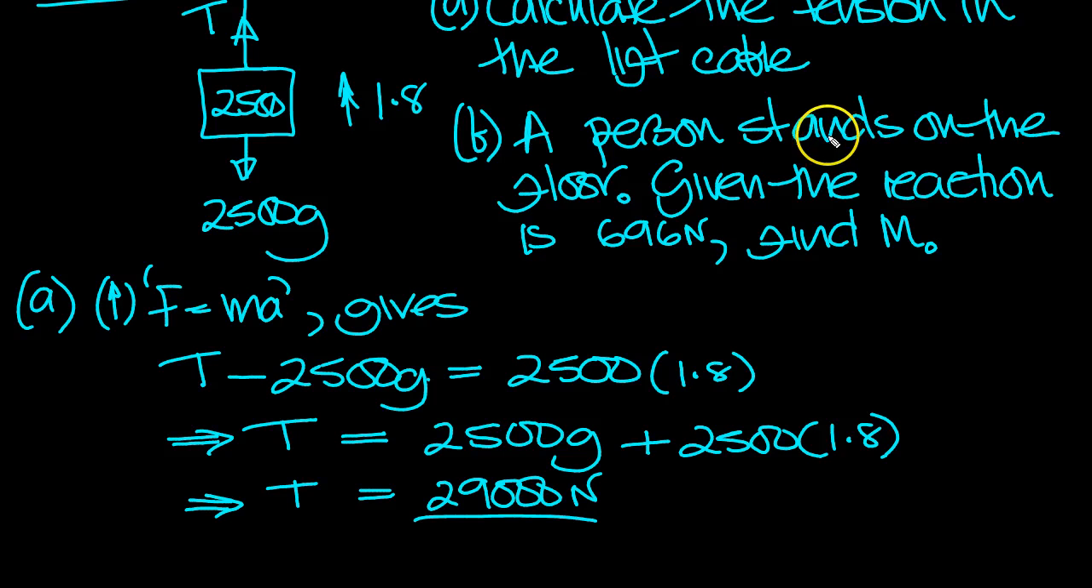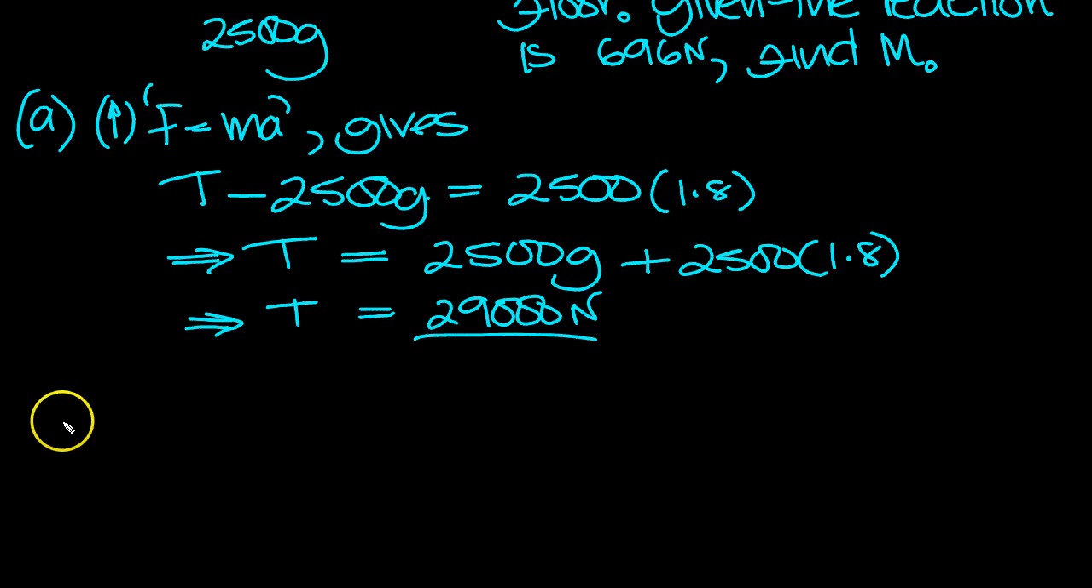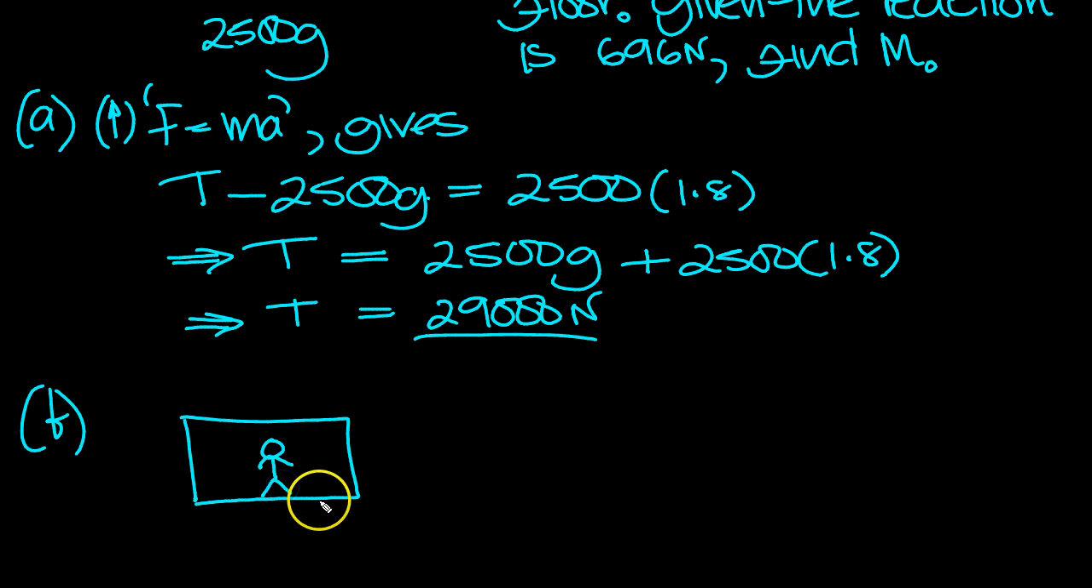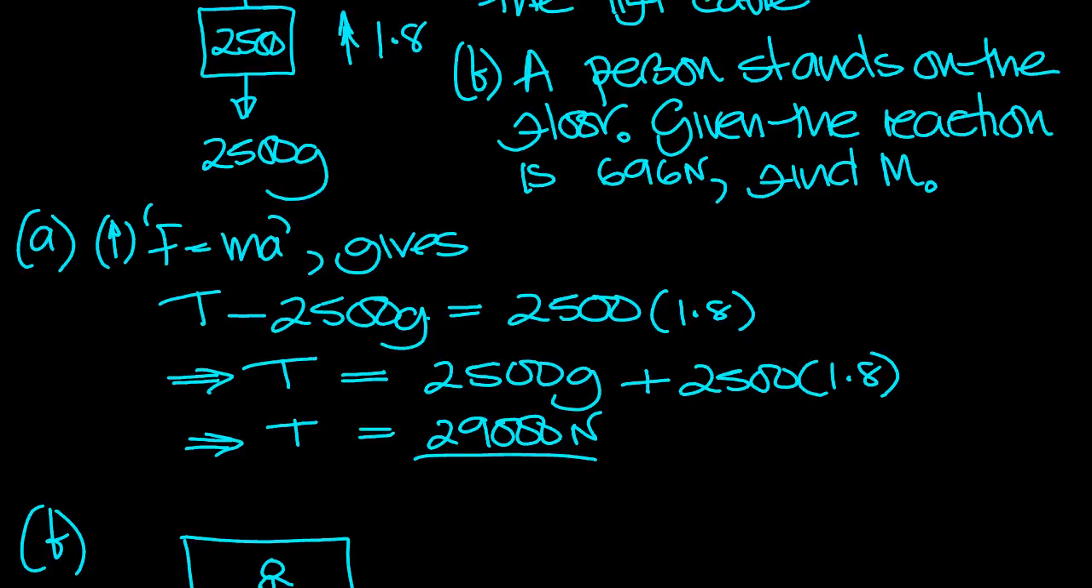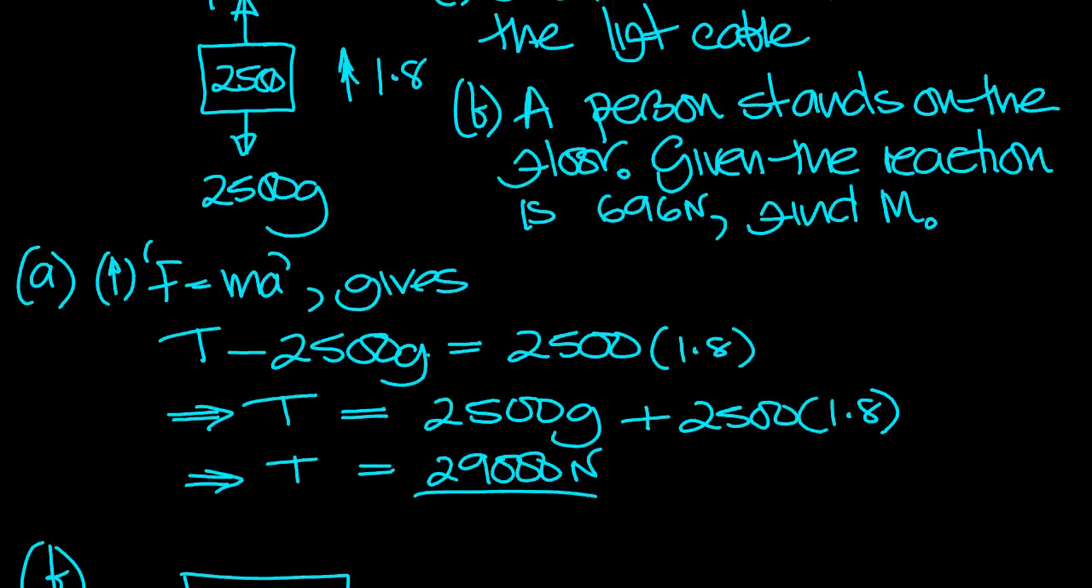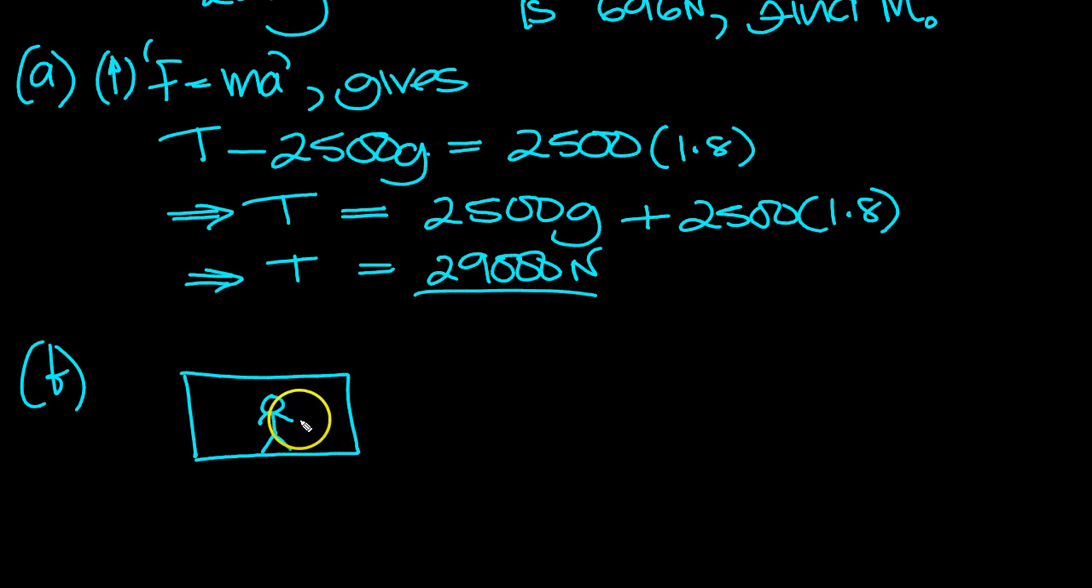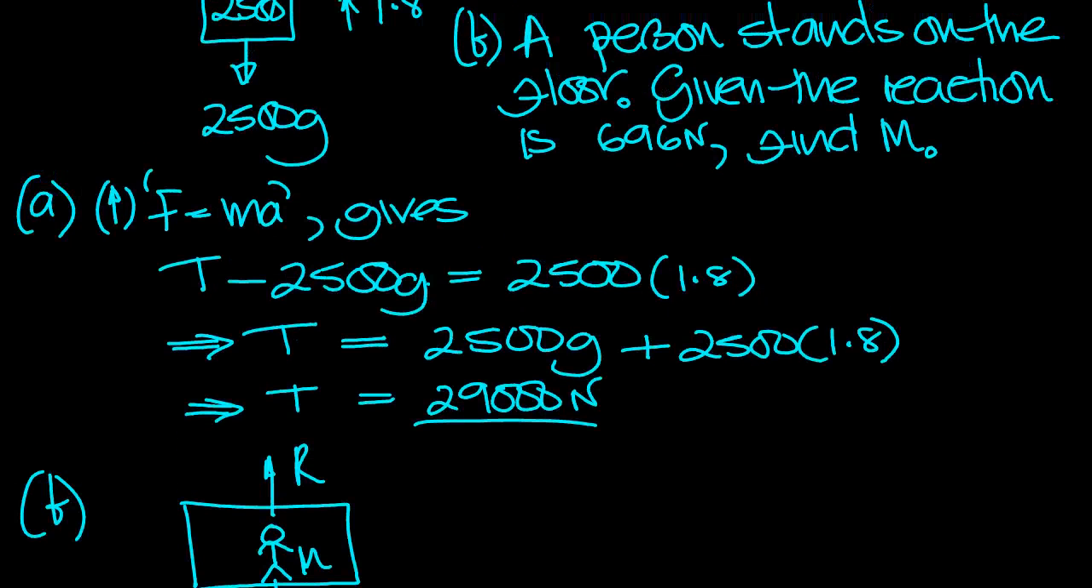The person stands on the floor, given the reaction is 696. So let's just do a little inset picture here. He stands on the floor, and he has mass m, doesn't he? Find m. The mass of the person is m kilograms, so there's m. So his weight is mg. And then the reaction here from the floor upwards is there, and that's 696.